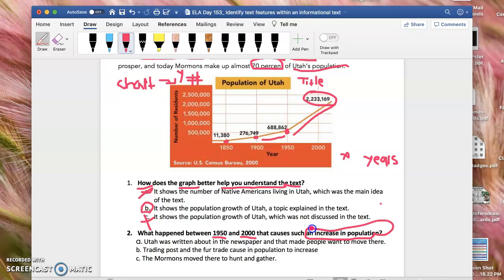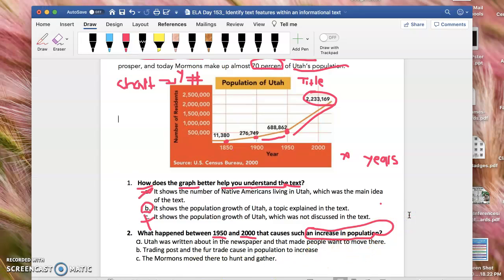So here is where we have to go back to the text and make an inference about what we think happened, right? It says A, Utah was written about in the newspaper and that made people move there. B, trading posts and the fur trade caused the population to grow or increase. And C, the Mormons moved there to hunt and gather. Okay, so let's go ahead and see what's going on in this text.